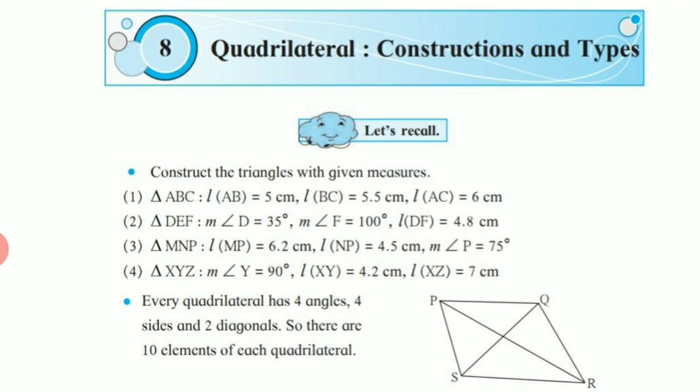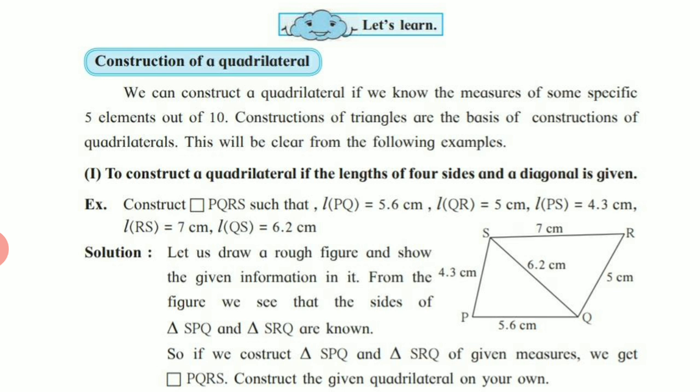Every quadrilateral has 4 angles, 4 sides and 2 diagonals. So there are 10 elements of each quadrilateral. Let us learn how to construct a quadrilateral. We can construct a quadrilateral if we know the measures of some specific 5 elements out of 10. Construction of triangles are the basis of construction of quadrilaterals. This will be clear from the following examples.